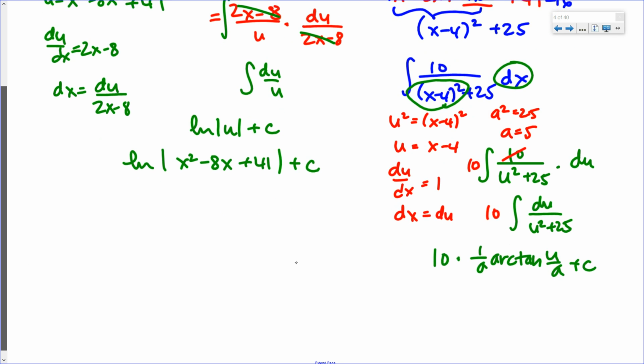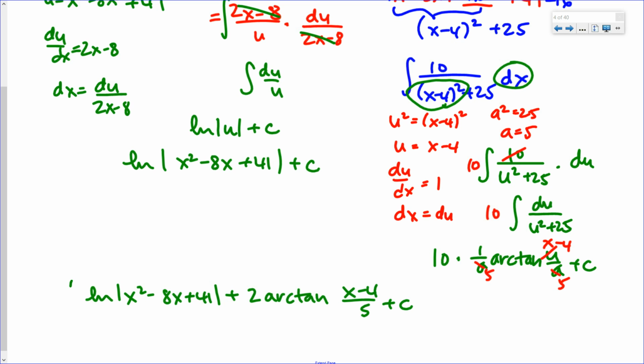So the answer to this would be 10 times 1 over a arctangent u over a plus c. And at this point, I just go back and replace my a and my u's. So here I got a is 5. I know u is x minus 4. Okay, so I can rewrite this whole problem. The answer is going to be the answer to the left side plus the answer to the right side. So that's going to be ln of |x squared minus 8x plus 41| plus 10 divided by 5 is 2 arctangent of (x minus 4) over 5 plus c. And that is your solution.